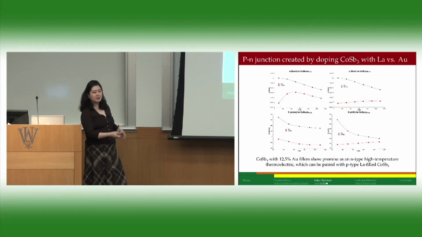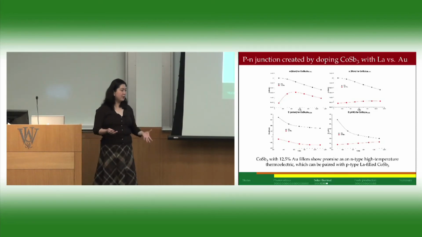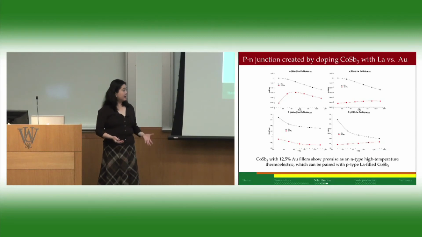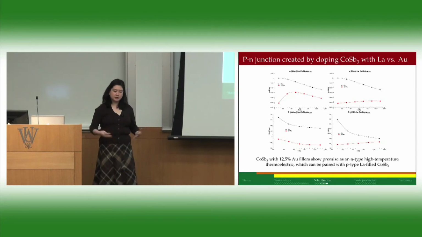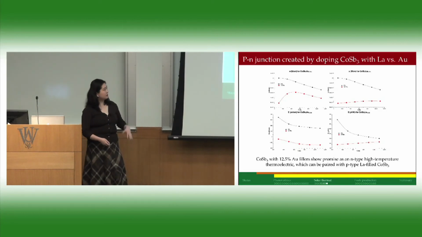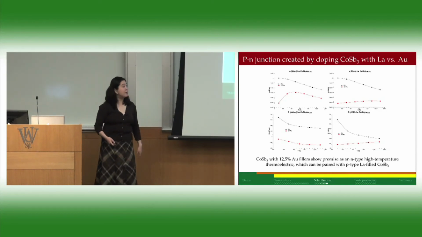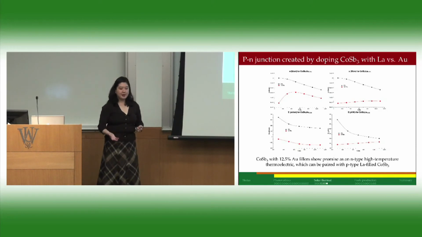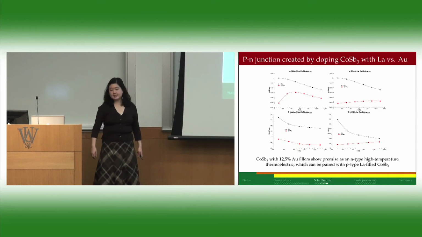So you have a perfect p-n junction, just by doping and alternating. You can just dope one side with gold to make n-type, and then you dope the other side with lanthanum to make p-type. And so you have a perfect p-n junction, little lattice mismatch, and I think a really promising material for making these solar thermoelectric devices.